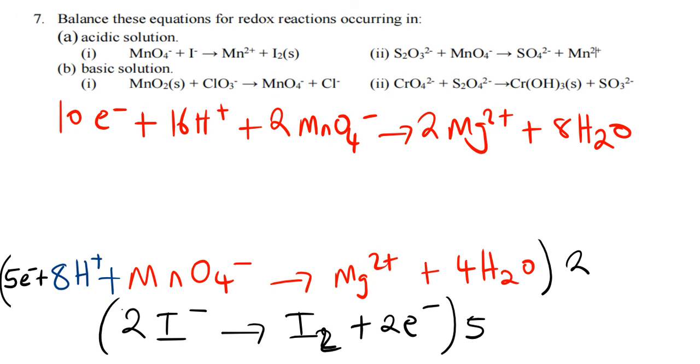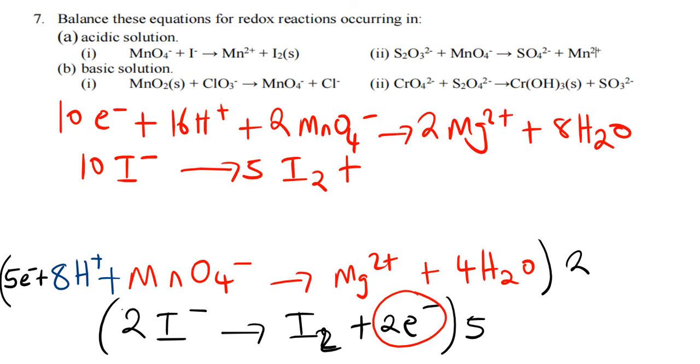Then the downward part, if I multiply it by 5, then what am I going to have? 2 iodine minus multiplied by 5, I'm going to have 10 iodine minus. Okay, this side I'm going to have 5 I2, plus I've got 2 electrons, that is multiplied by 5. I'm going to have 10 electrons.